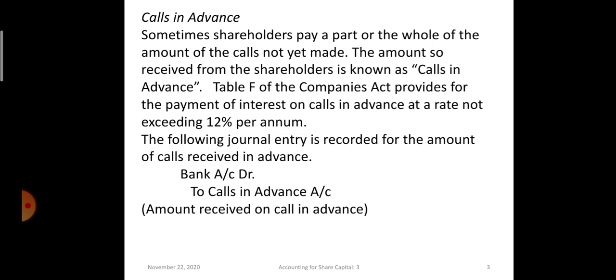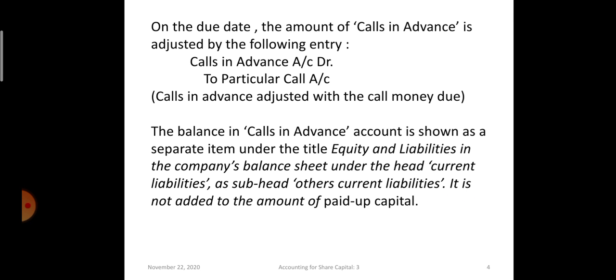A journal entry has to be passed to record the calls in advance. Since the cash is coming in, bank account will be debited and calls in advance account will be credited. When the amount becomes due, the calls in advance account will be debited, earlier it was credited, and the particular call, say the first call or the second call, for which the advance money was received, will be credited. The balance in the calls in advance account will be shown as a separate item under equities and liabilities of the balance sheet, under the head current liabilities.